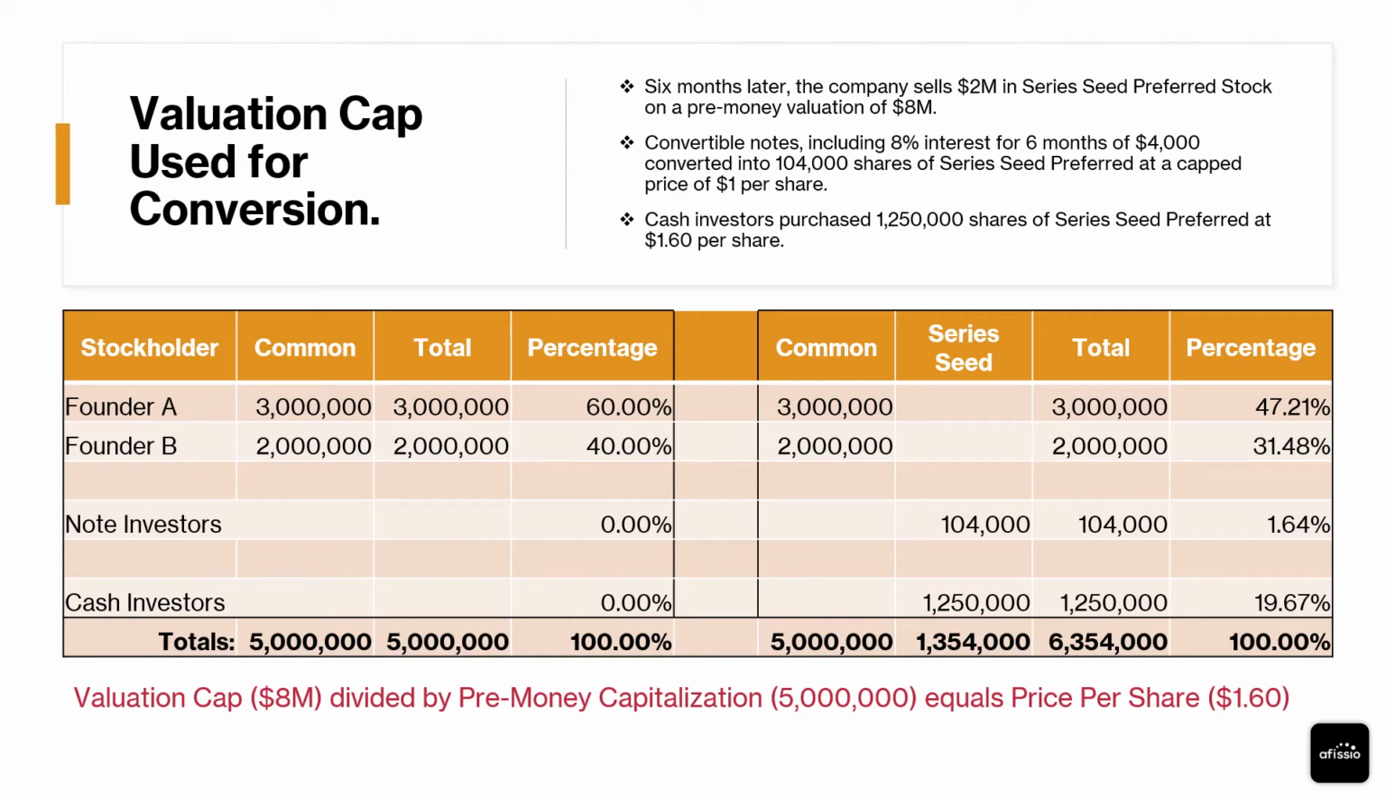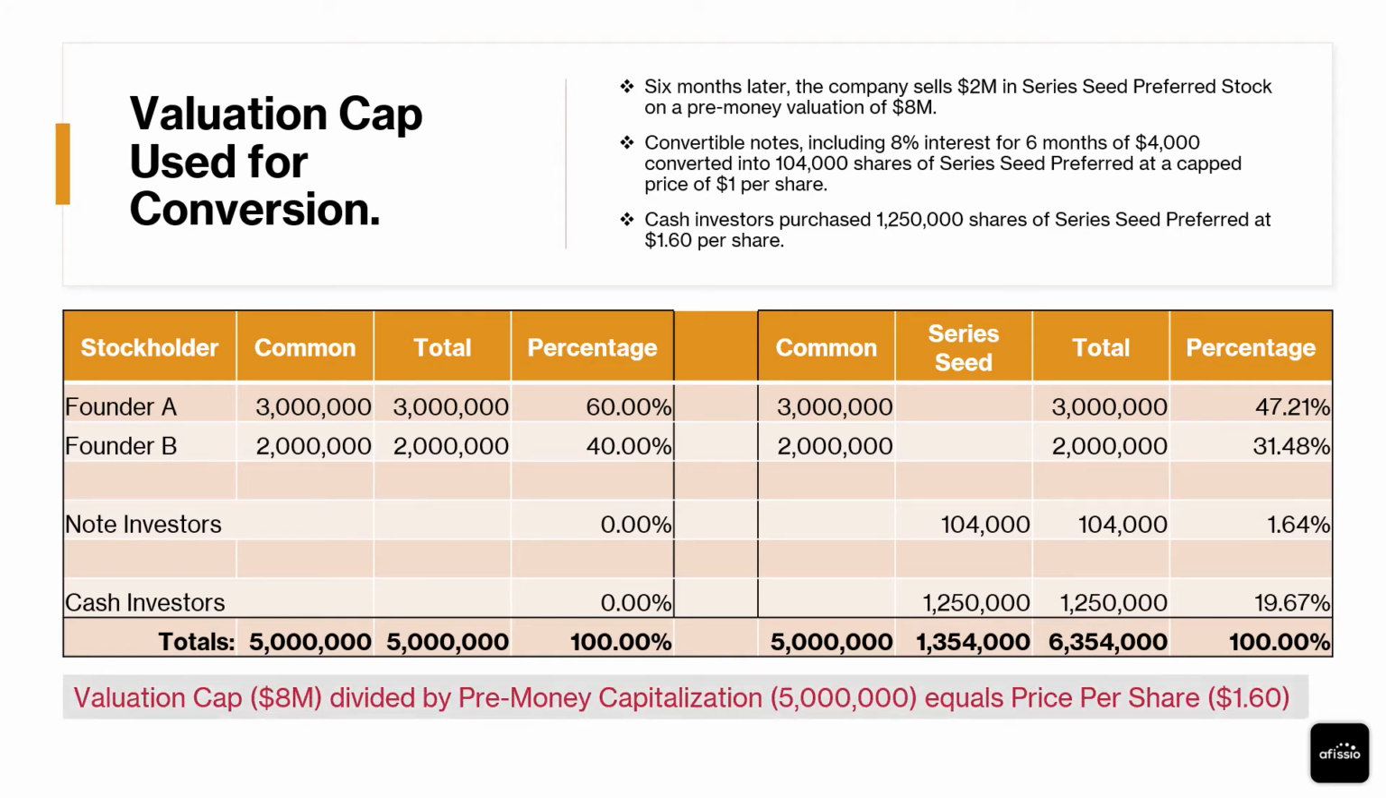This spreadsheet describes what happens when the equity financing actually occurs. Here, the company sells $2 million of equity with a pre-money valuation of $8 million. Remember, we calculated that convertible notes will convert at $1 per share because the valuation cap on the notes was $5 million. With principal and interest, the notes convert to 104,000 shares of Series C.